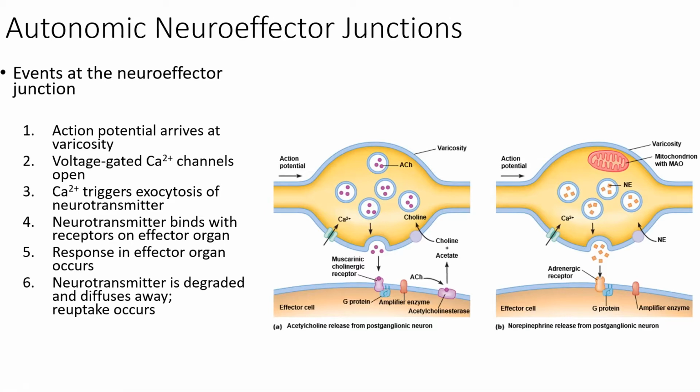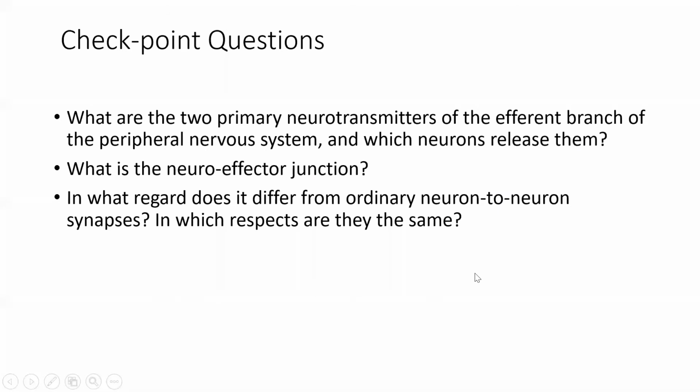And we can think of that as being at the autonomic ganglia, for example. So the distance across the cleft is greater at the neuroeffector junction. There's also the presence of these swellings called varicosities that we don't see anywhere else but the neuroeffector junction.